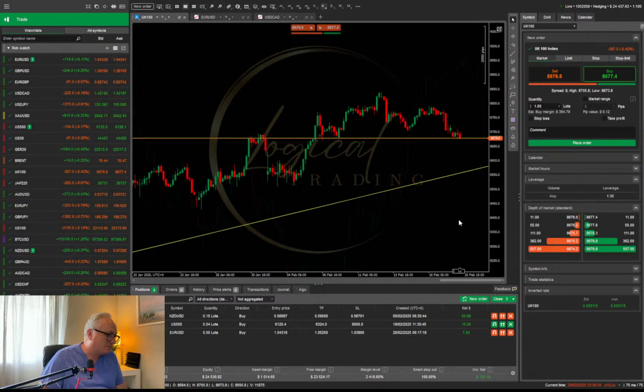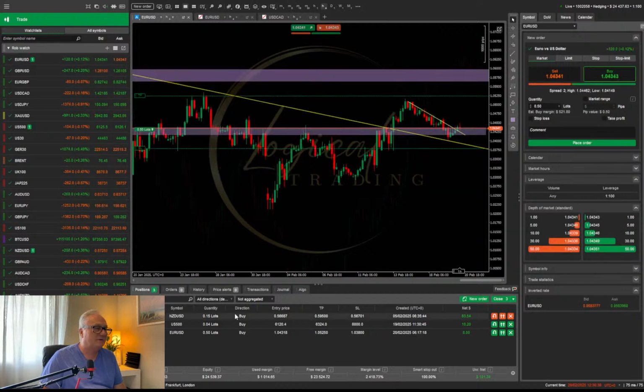Euro US dollar, Euro GBP still goes well. The Euro US dollar, we've got the Euro US dollar as a buy. We bought into it. At the moment, we're in break even. So, you know, it's very dependent which way it goes.